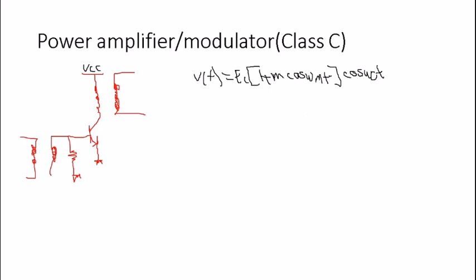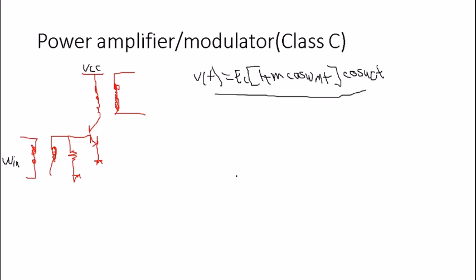So ultimately, we want our Class C power amplifier to output this kind of voltage. Before we get to how this Class C power amplifier can output this kind of voltage, we need to know what the output voltage that comes out of this Class C power amplifier is. So let's say we have an input signal with this omega n.